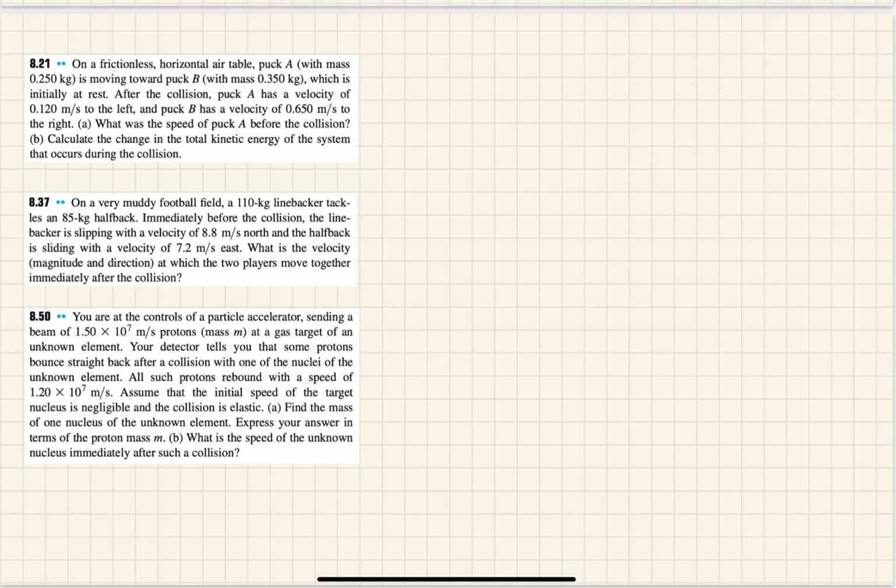Okay, we got a puck with mass 0.25 kilograms moving towards another puck with mass 0.35 kilograms. So A, B, slightly bigger. Initially at rest. So this one is just now moving, but this one is moving with a velocity that we actually don't know. That's what we're trying to find out. After the collision, puck A has a velocity of 0.12 meters per second to the left, and puck B has a velocity of 0.650 meters per second to the right.